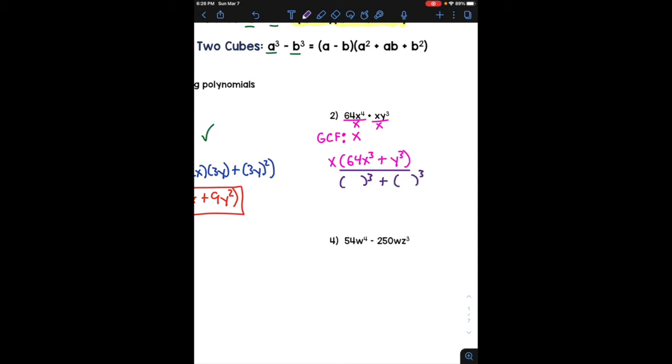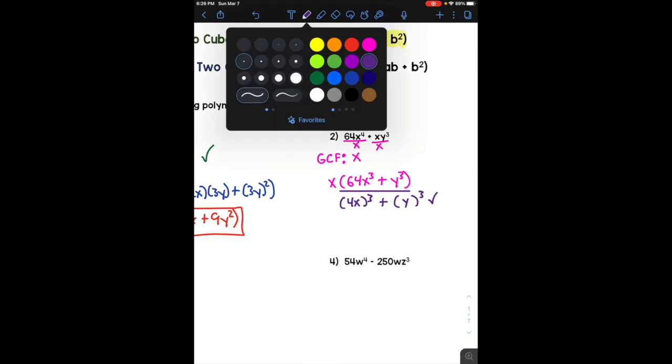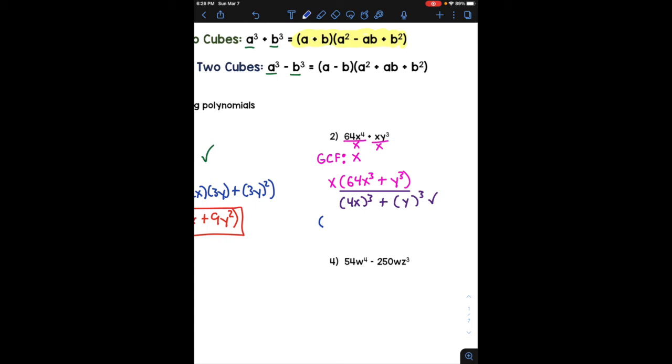Ask yourself, what times itself 3 times would give us 64x cubed? That would be 4x. 4 times 4 times 4 is 64. And what times itself 3 times would give us y cubed? That would just be y. Just like problem number 1, since we can write those two terms as the sum of two terms being cubed, we can then use the model at the top for the sum of cubes to write the two factors.